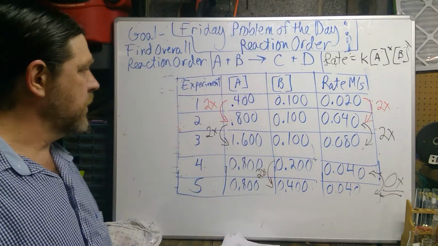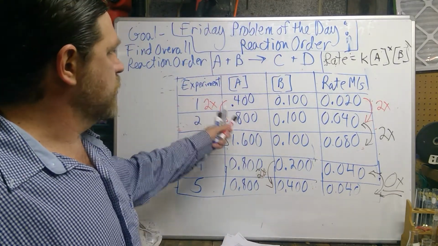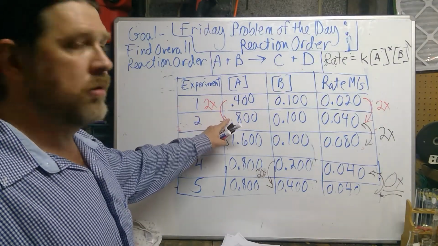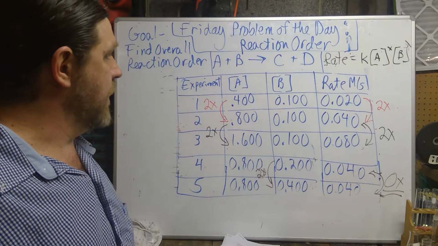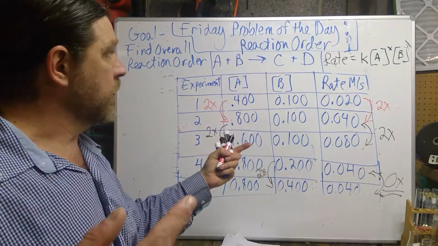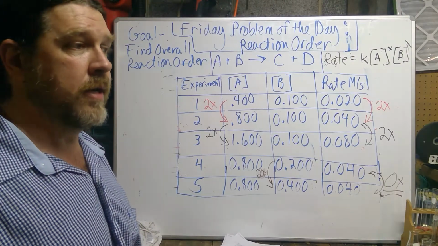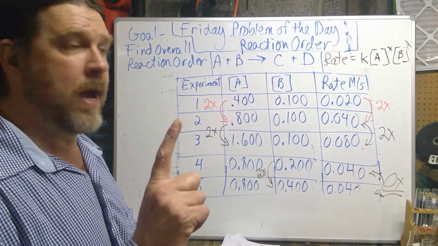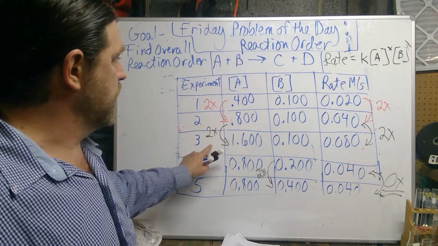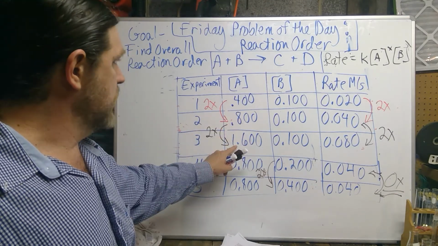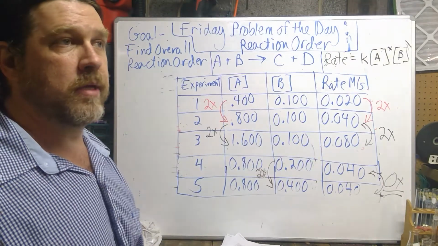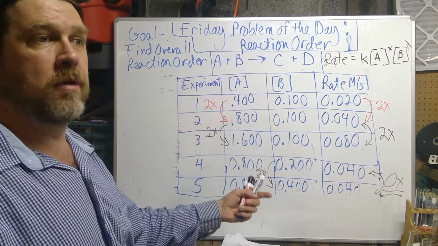All right, so let's take a look. When we compare trials 1 and 2, you can see that we doubled the concentration of A, and notice that that also has a corresponding doubling of the rate. So that is a first order pattern right there. We see that validated between experiments 2 and 3, where we double the concentration again and we have a doubling of the rate again. So they're going up at the same level.